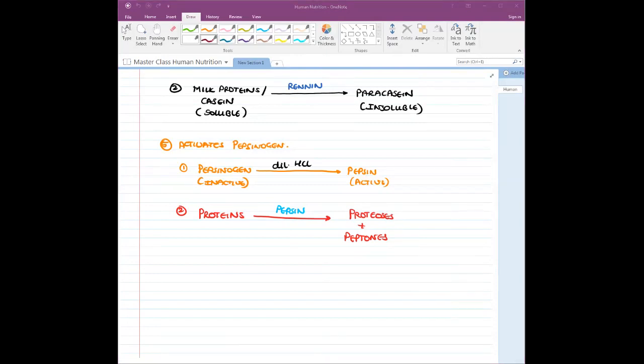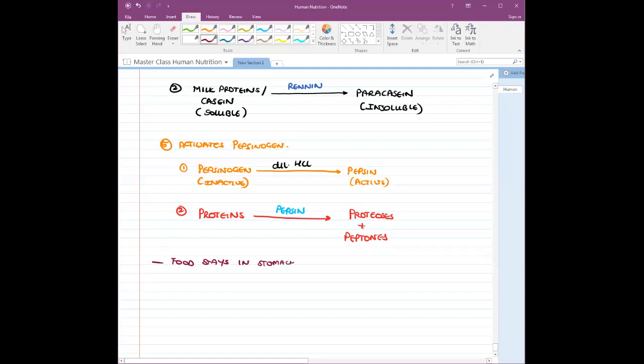Now, the next thing, guys, we will quickly move ahead. When we talk about the food, how long is the food going to stay in the stomach? Always remember, the food stays in the stomach for around 3 to 4 hours.